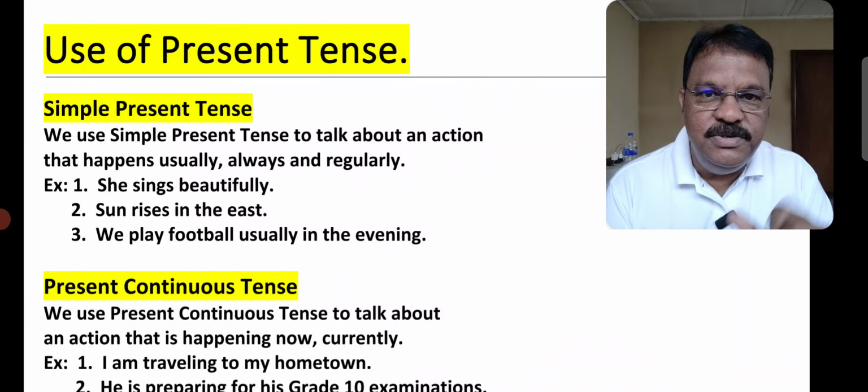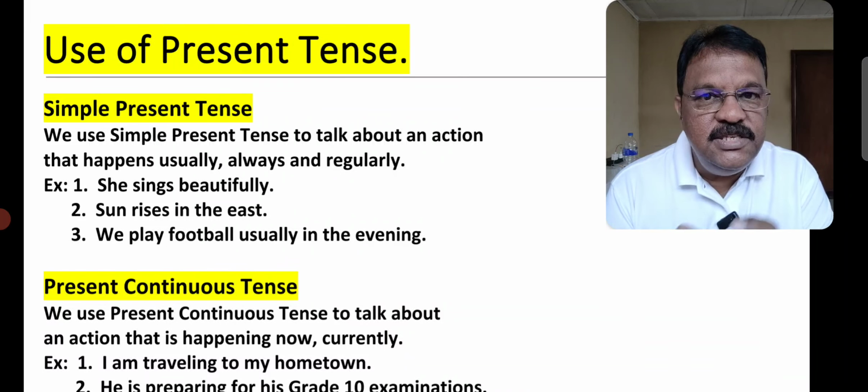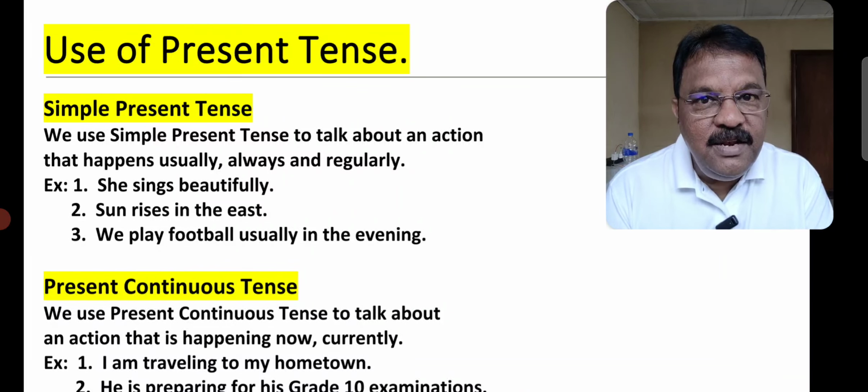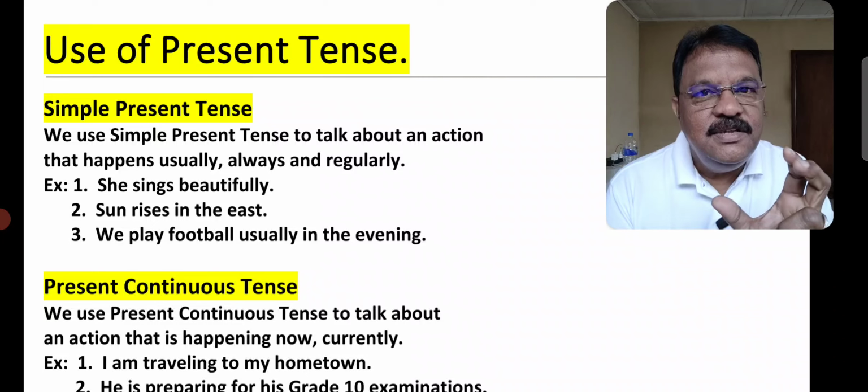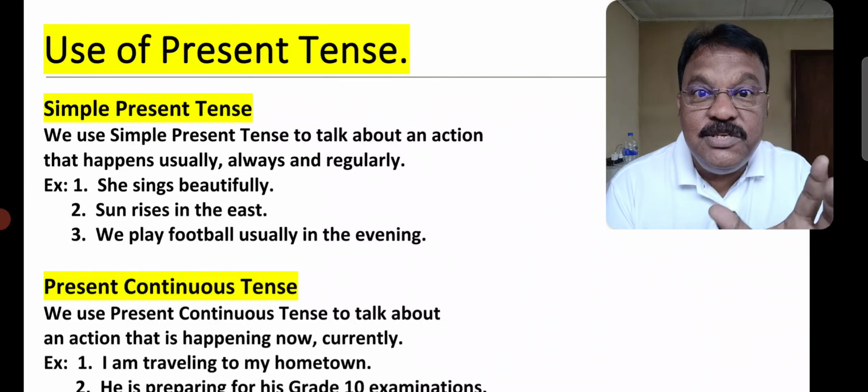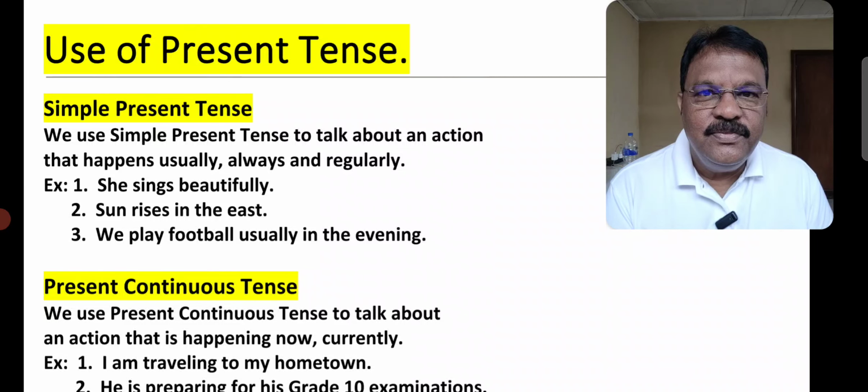Got it? So, according to this sentence, she sings beautifully. We mean whenever she sings, her singing is beautiful. Got it? She sings always, and whenever she sings, the way she sings is truly beautiful to listen to. That's the meaning of this sentence. Look at our next example.